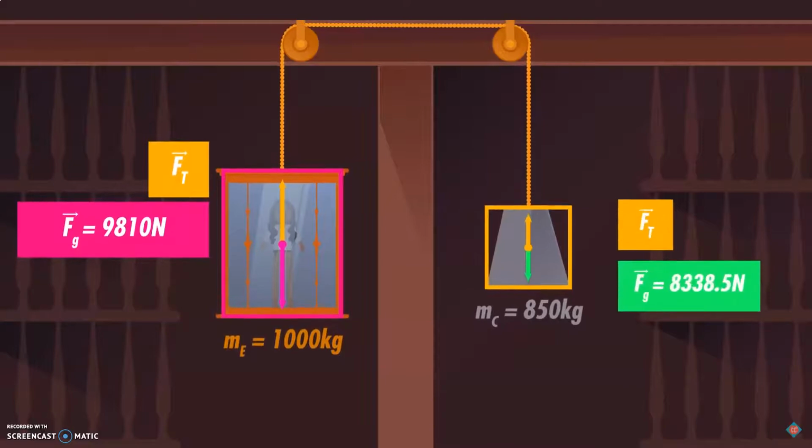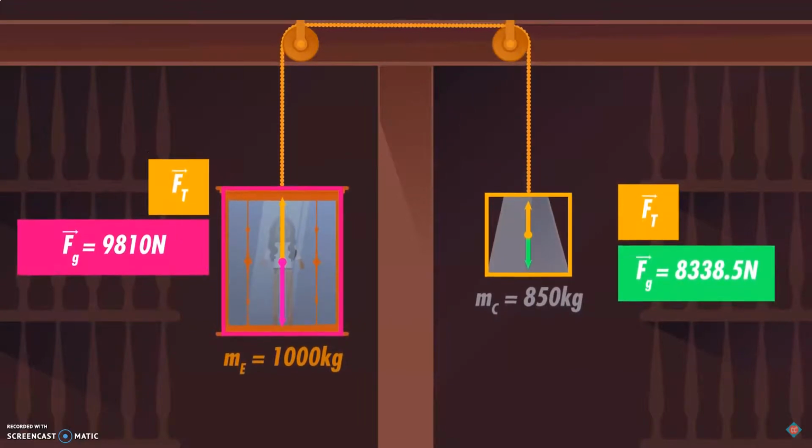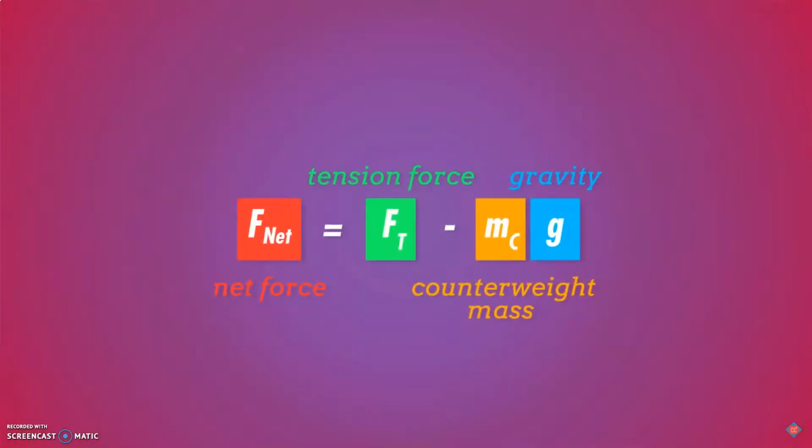Now, since Newton's second law tells us that F net equals ma, we can set all of that to be equal to the lift's mass times some downward acceleration, minus a. That's what we're trying to solve for. So let's do the same thing for the counterweight. Gravity is pulling it down with 8,338.5 newtons of force in the negative direction. And again, the force of tension is pulling it up, so that the net force is equal to the tension force minus the mass of the counterweight times small g. And again, because of Newton's second law, we know that all of that is equal to the mass of the counterweight times that same acceleration a, which is positive this time since the counterweight is moving upwards.